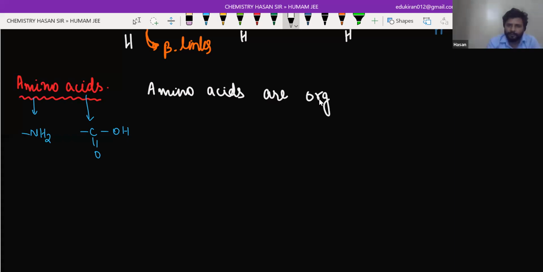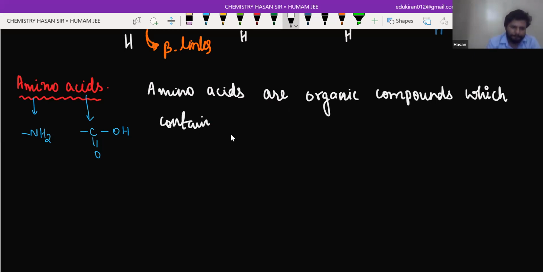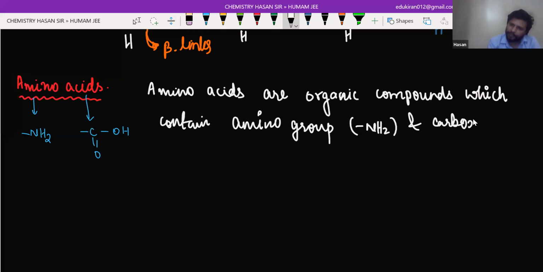Amino acids are organic compounds which contain an amino group, that means your NH2 group, and a carboxyl group, that means carboxylic acid.